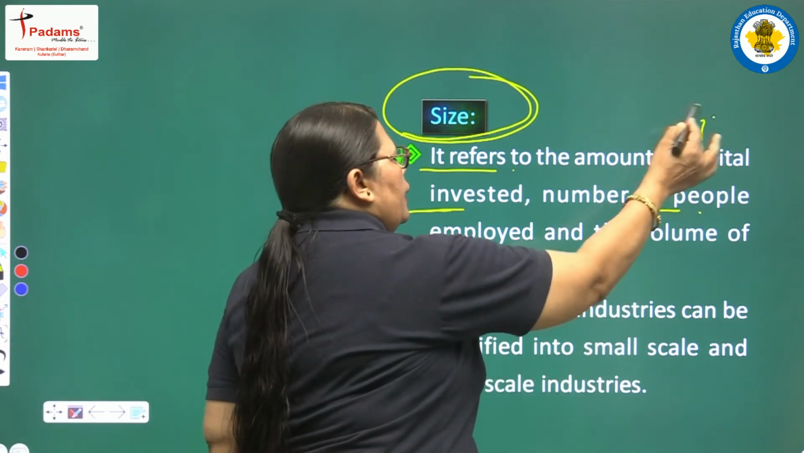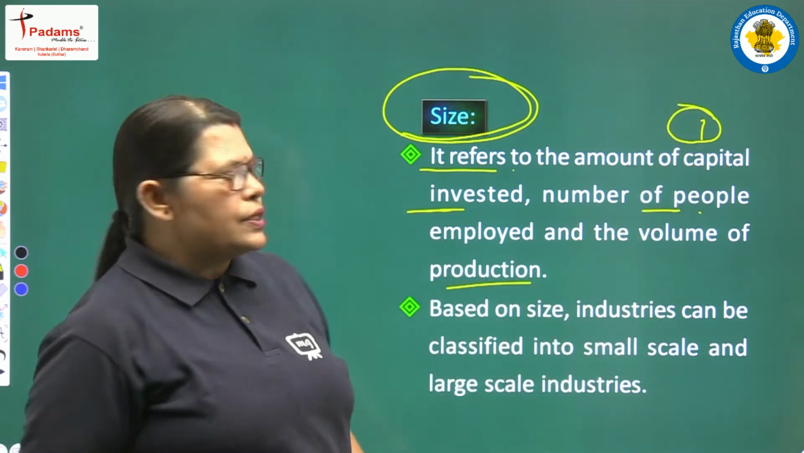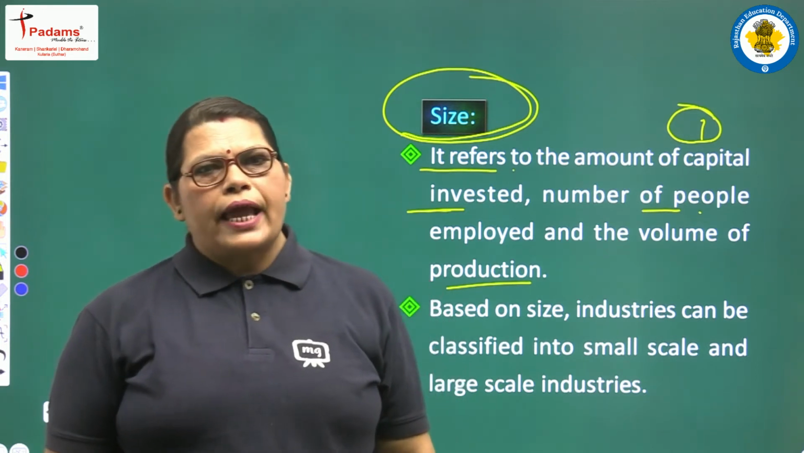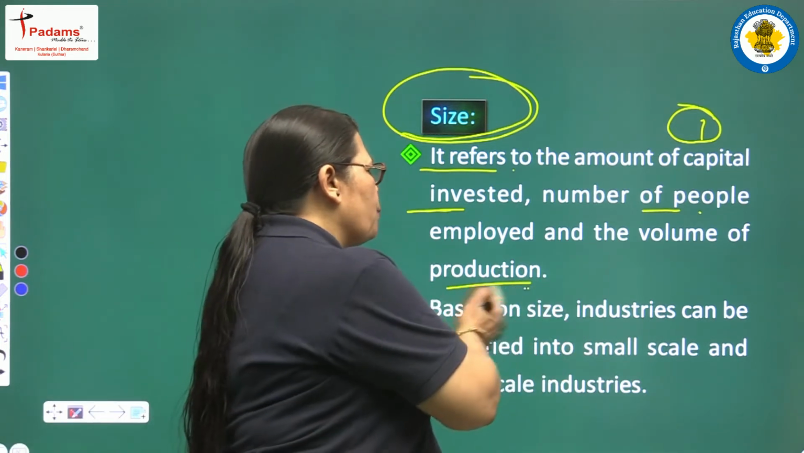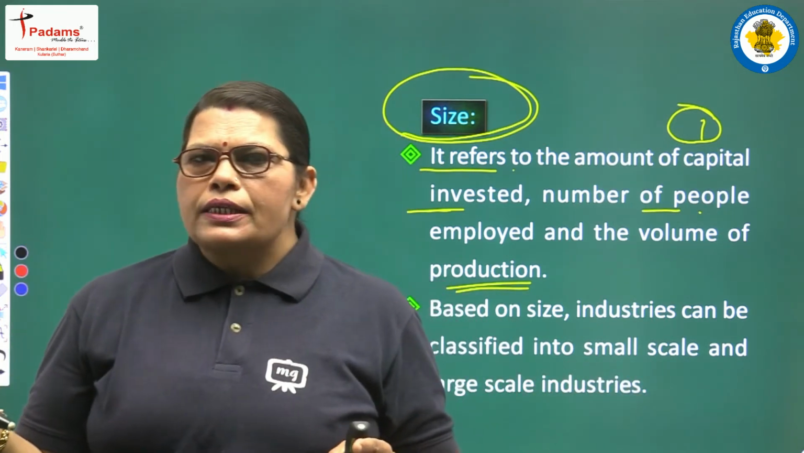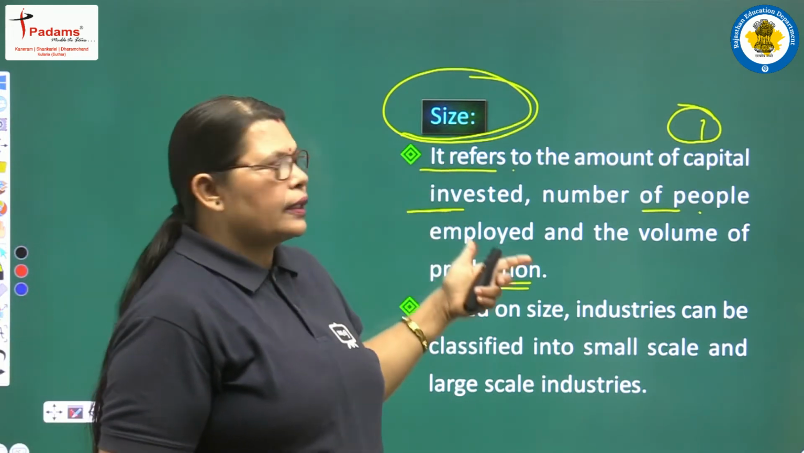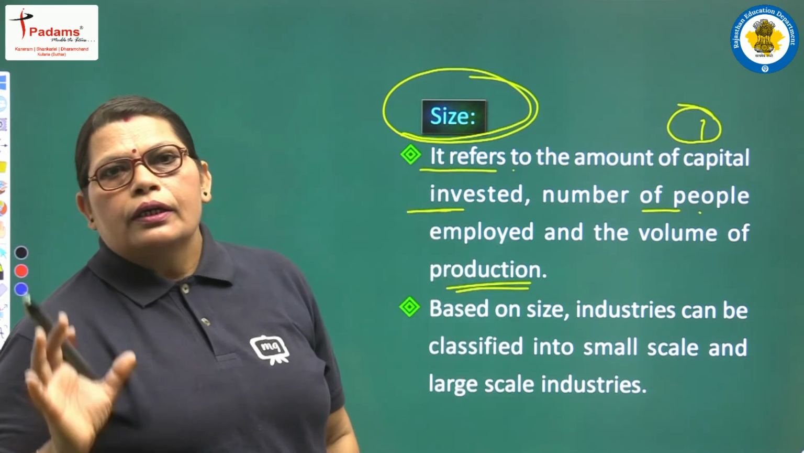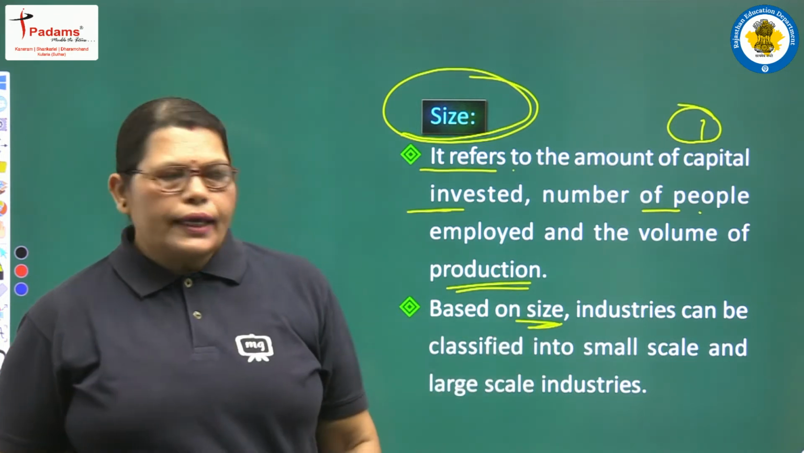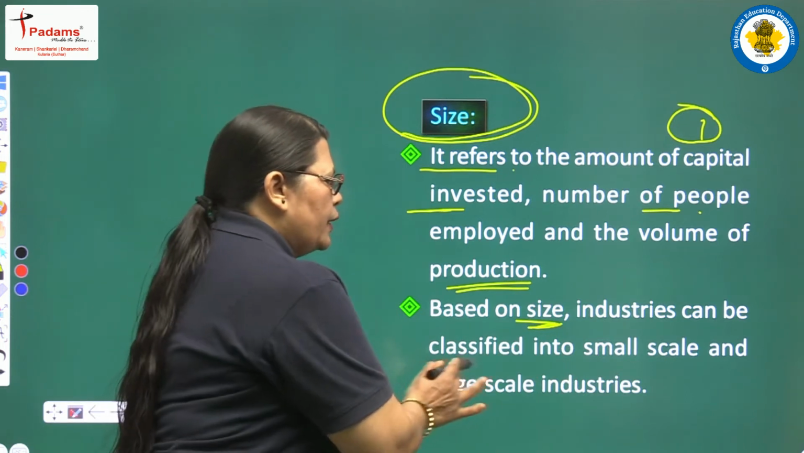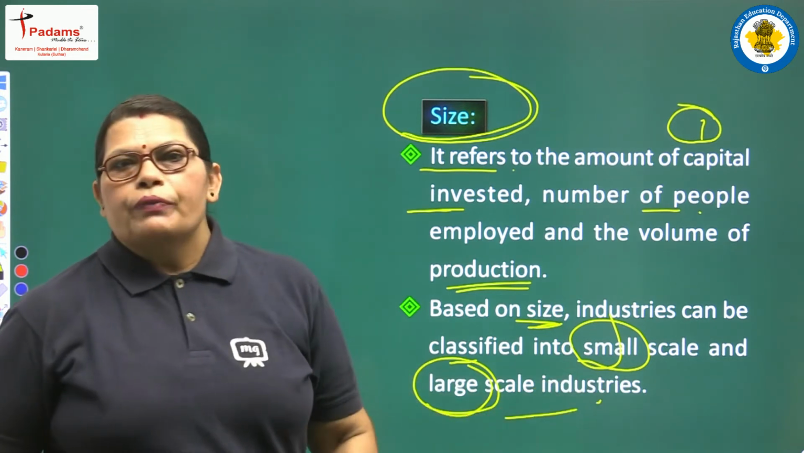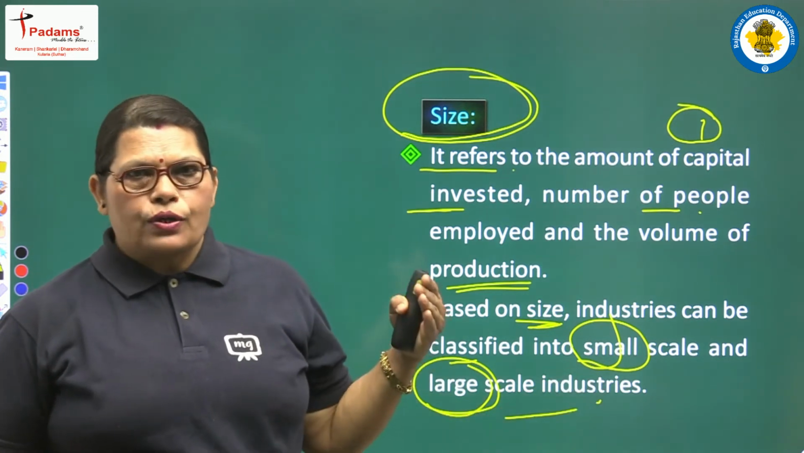First one is the capital invested in the industries. Next one is the number of people employed in the industries, and another one is the volume of production. It is in the large scale industries or the small scale industries. So all these are the different sizes for the categorization of industries. When we are talking about size, industries can be classified into small scale and large scale industries. So this one is the classification of size of industries.